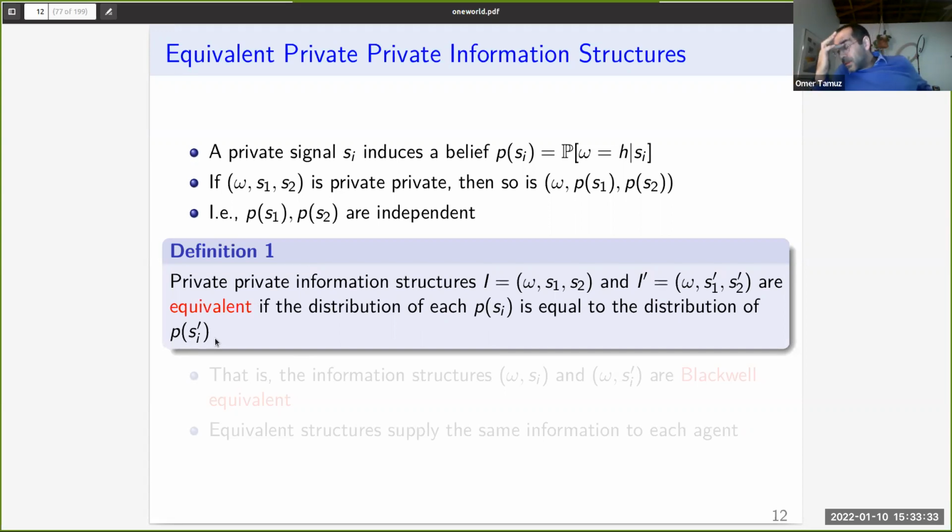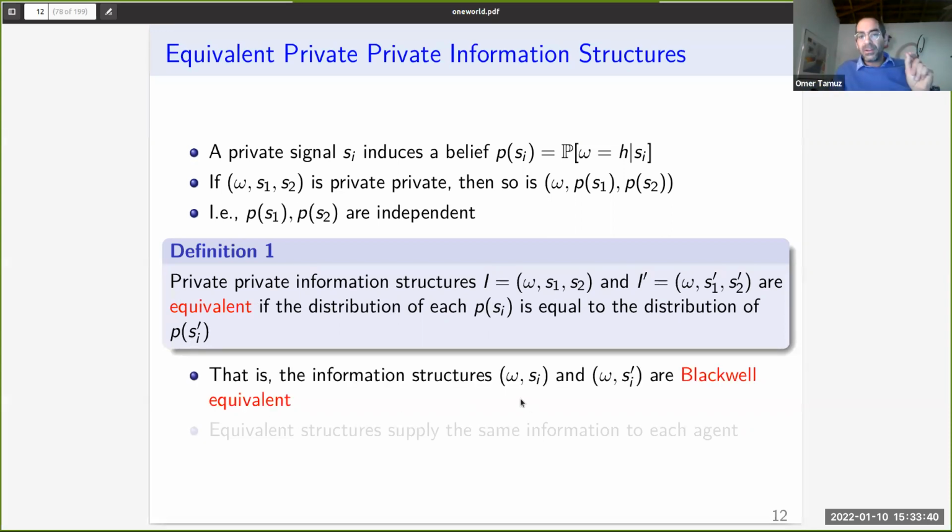Now, the reason why this is an interesting notion is because this is really the same as each one-player structure, (omega, S_i), being Blackwell equivalent to (omega, S_i'). Does anybody need me to define what Blackwell equivalence is? You can take this as the definition. If I have to make some kind of decision that involves the state, I really only care about the posterior belief that my signal induces. The rest is noise. So I might as well throw the rest away and only stay with my posterior belief. And so I'm going to say the two structures are equivalent if they induce the same posterior beliefs. In a very strong sense, these supply the same information to each one of the agents. Any question about this?